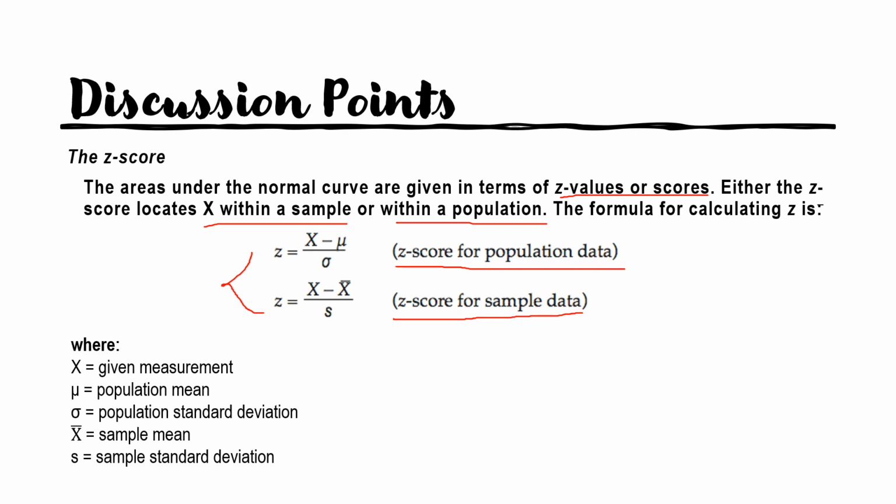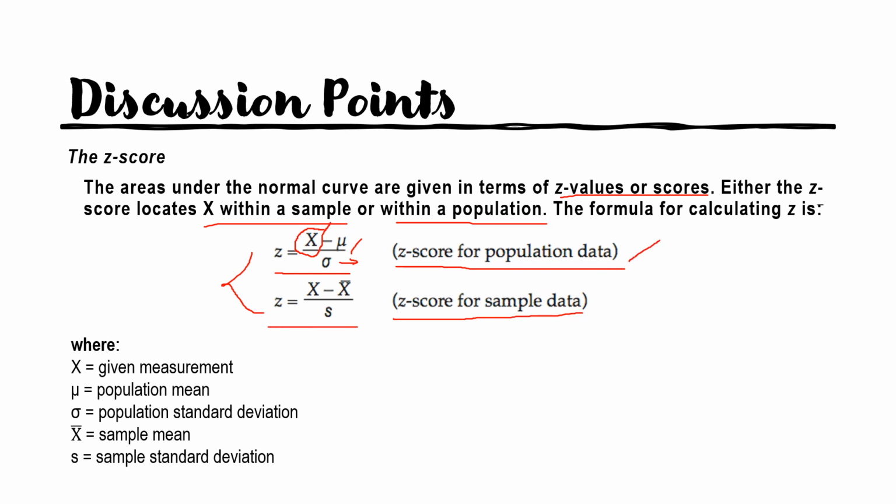Now, for your first formula, Z is equal to X minus mu over sigma. X will be your raw score. This will be your given measurement. X will represent the given measurement. Then your mu here is your population mean. Then your sigma in your denominator here is your population standard deviation. Again, if the given are the population mean and the population standard deviation, we're going to use your first formula.